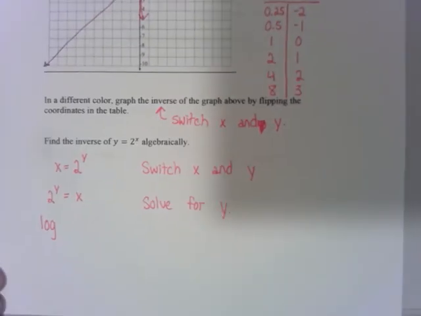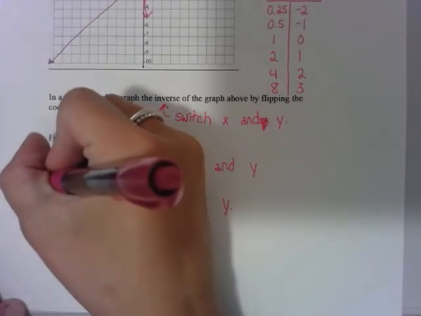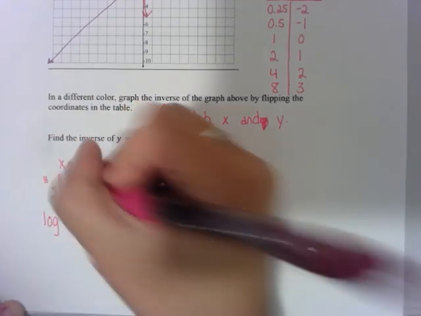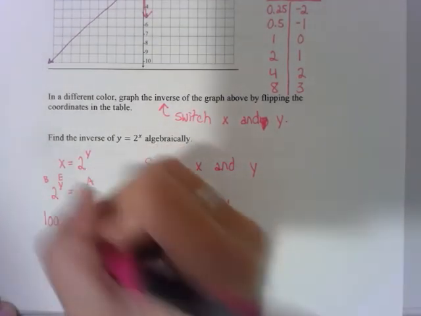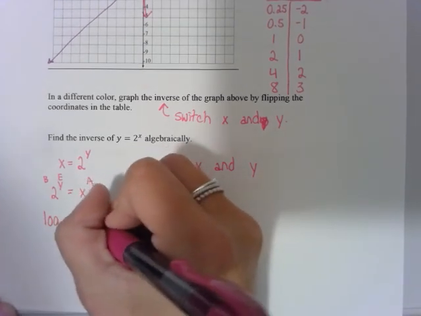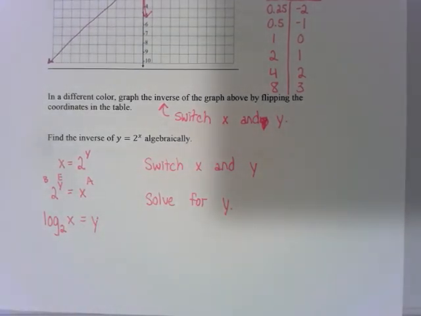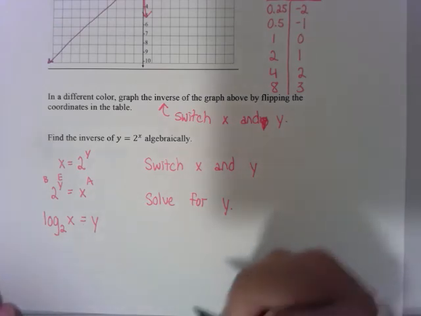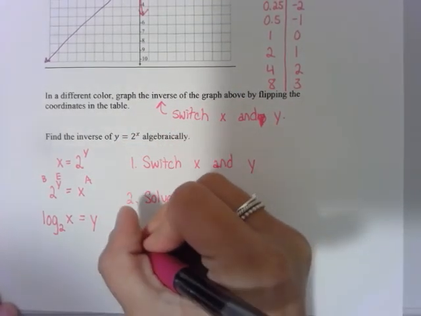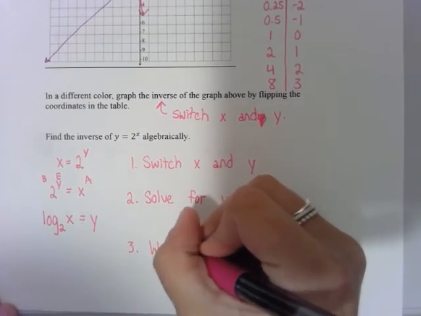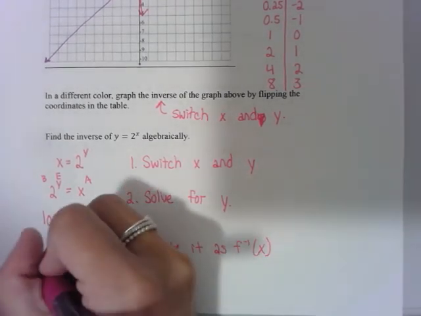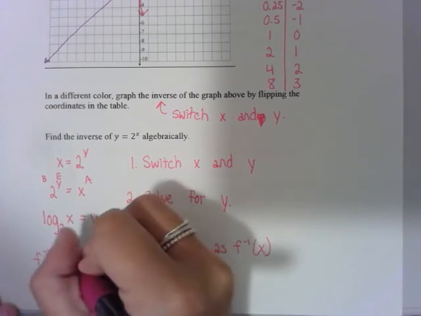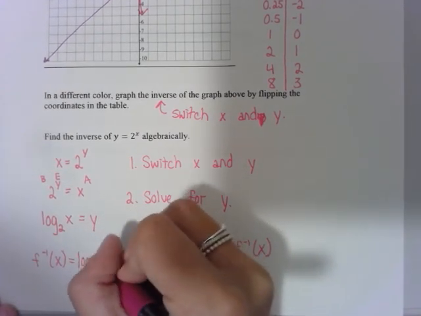When I switch this into log form, I have to remember that logs are about a base, an exponent, and an amount. The 2 goes at the bottom of my log. The x comes beside my log, and it's equal to y. All it took was for us to take the log of our exponential to get the y by itself. And so our final step, we need to write it as f negative 1 of x. So f negative 1 of x equals log base 2 of x.